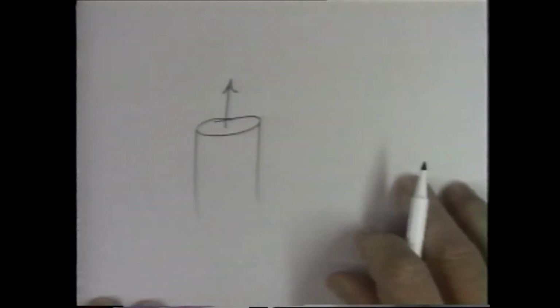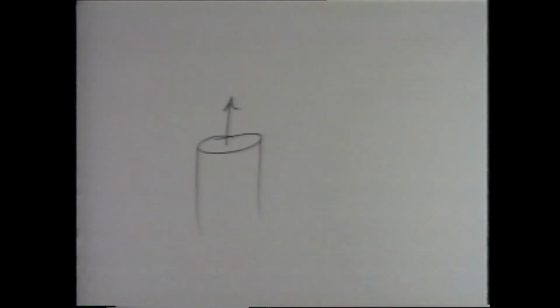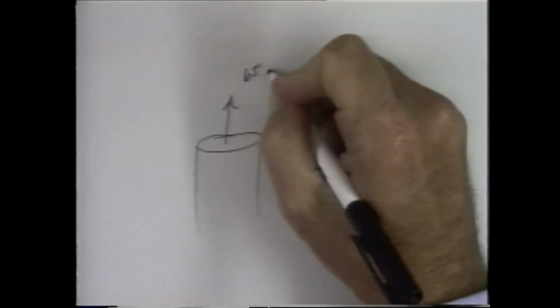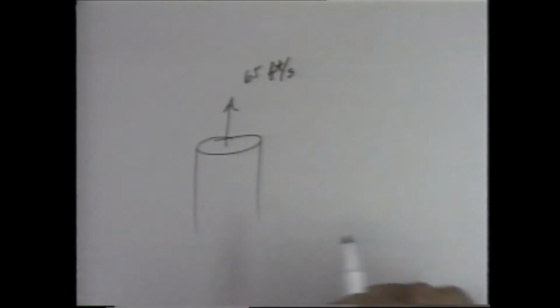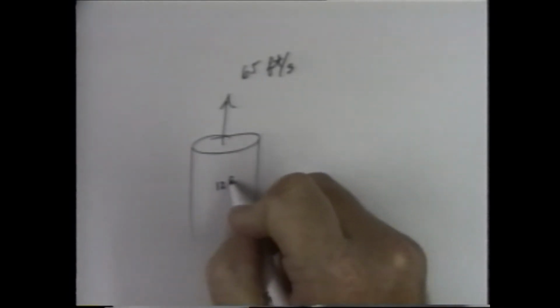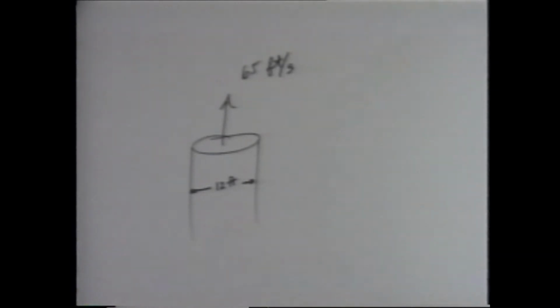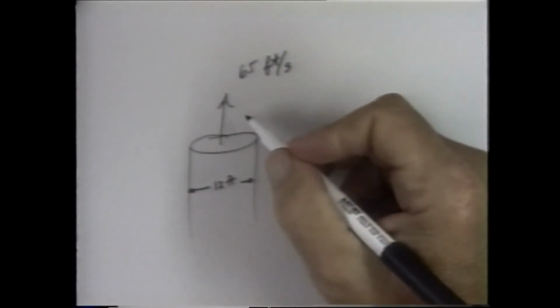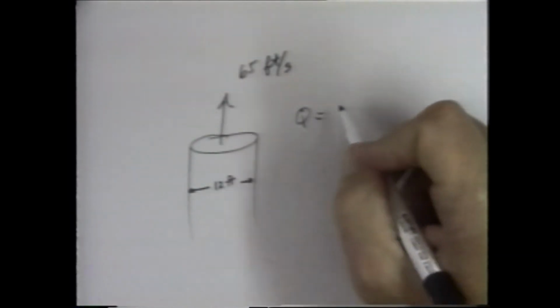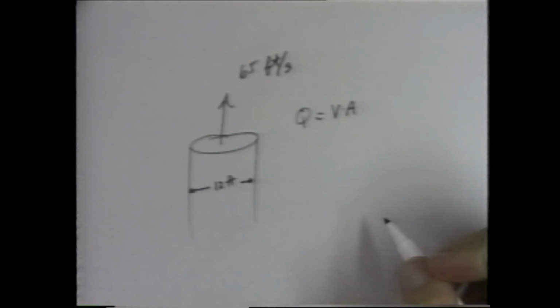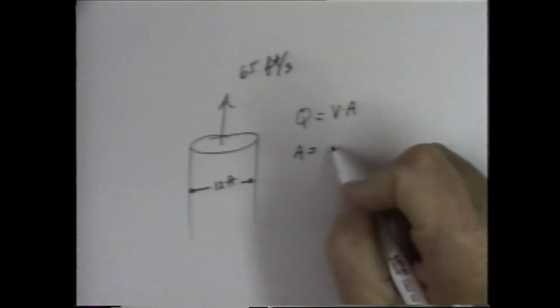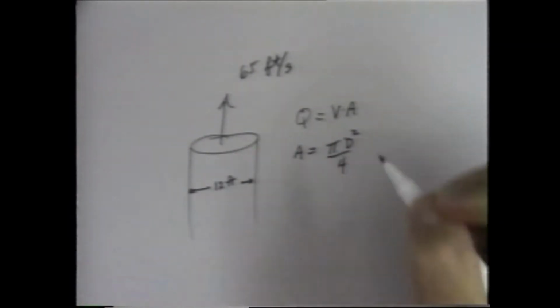Well, visualize the stack, with the gases flowing out at an average velocity, 65 feet per second. And the stack diameter is 12 feet. So we can easily calculate a volumetric flow rate of all of the gases going out, where Q is simply equal to the velocity times the cross-sectional area, and the area is simply pi d squared over 4.